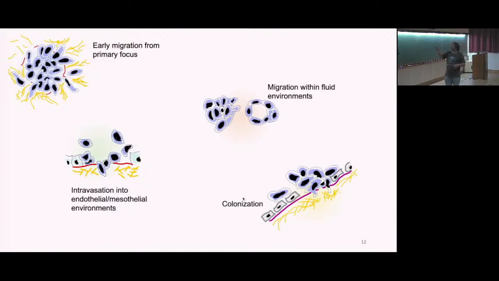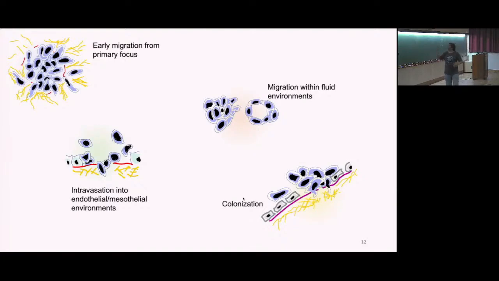So the first one is, of course, early migration from the primary focus, from the first point where the cancer arises. What happens very locally? How does the local architecture break, and how do cells move out? The second one is where it sort of enters into a particular fluid environment. One can think of it as the breaking of breast cancer cells into blood vessels, or the breaking of ovarian cancer cells into the peritoneal cavity.